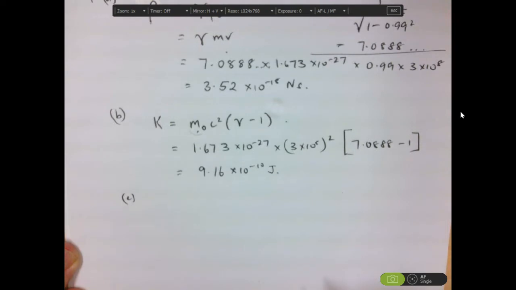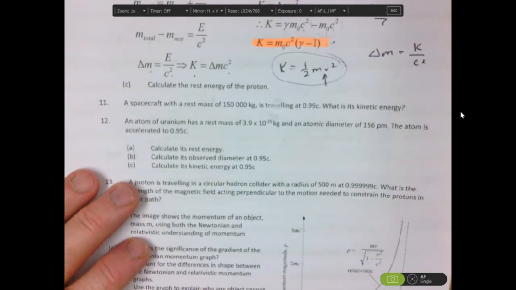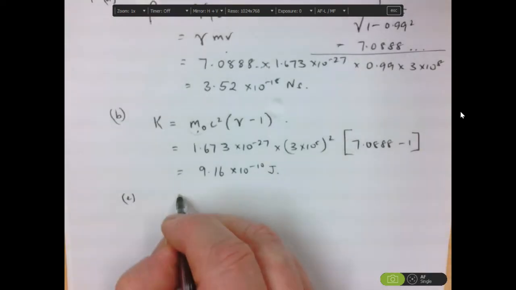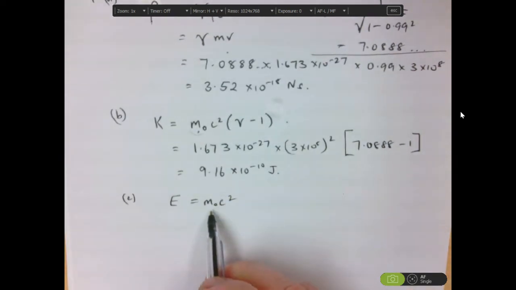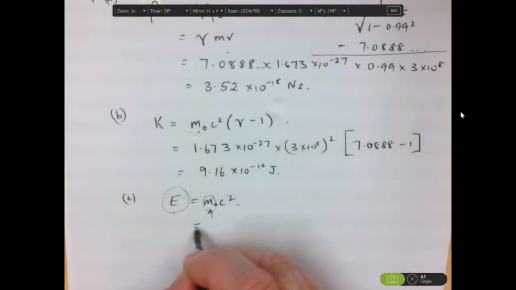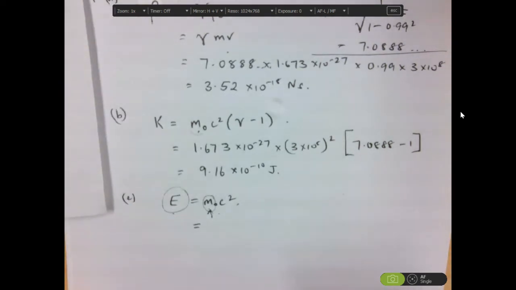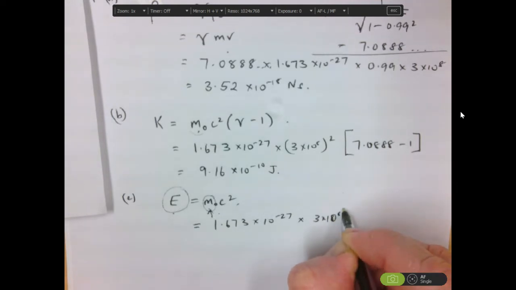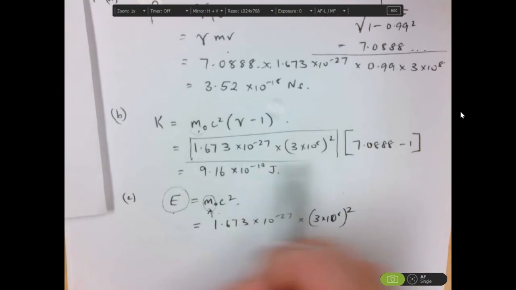C says calculate the rest energy of a proton. Okay, so what is rest energy? Well, the rest energy is the energy equivalent using the energy equivalence formula. So we know that E equals m naught c squared, where m naught is the rest mass. So this would be the energy equivalent if all of this mass came from kinetic energy or a form of energy. So that's 1.673 by 10 to the minus 27 times 3 by 10 to the 8th squared. In other words, it's simply this part of the expression.